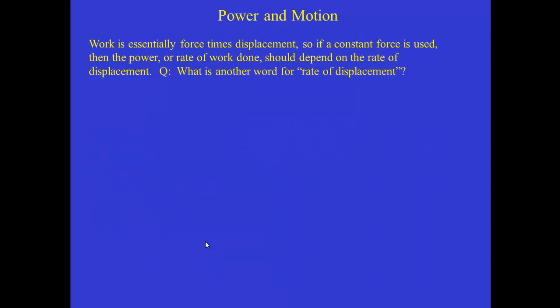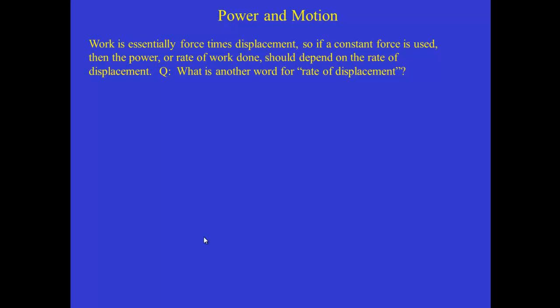Okay, one last thing then. There is another way of expressing the equation for power in terms of the motion of an object. To see how this arises, just remember that work is essentially force times displacement. So if a constant force is used, then the power, or the rate of work done, should depend on the rate of displacement.